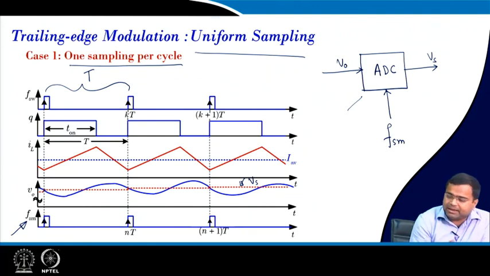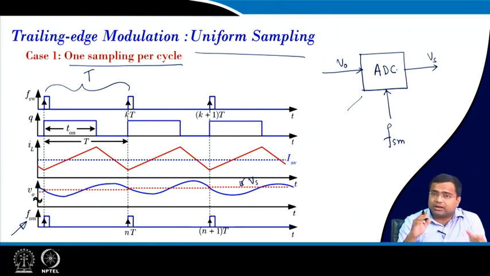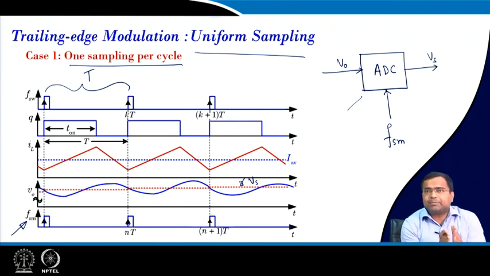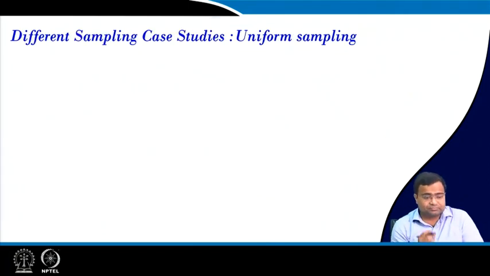That means, after sampling, the A to D converter will also have a register, so it will hold the value. So, it will behave like a zero order hold, and it will again update when the next sampling edge comes. Here we are sampling the signal, it is a periodic signal, and we are sampling in synchronism with the switching clock at the same edge. So, you can see that the voltage is getting updated at this edge, which is also the switching frequency clock edge.